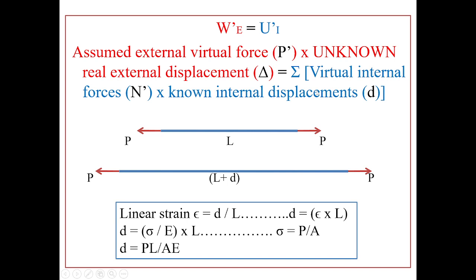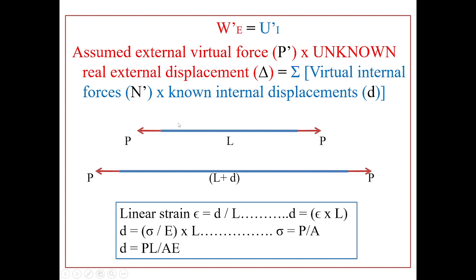Now we can write WE dash equal to UI dash, that is, assumed external virtual force P dash into the unknown real external displacement delta is equal to summation of virtual, or you can say imaginary, internal forces N dash into known internal displacements D.